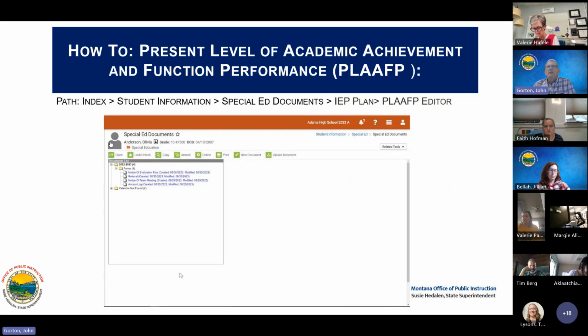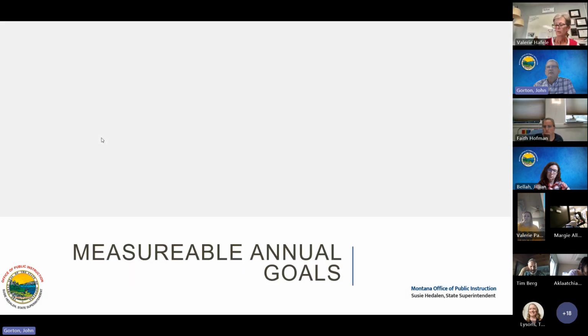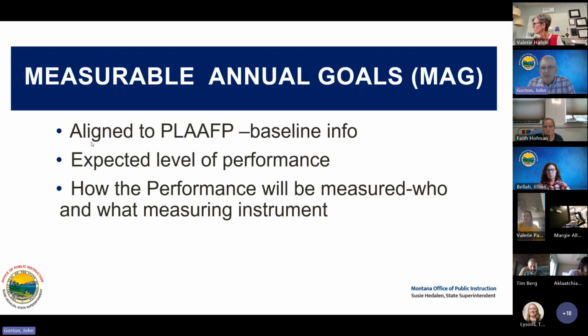And then here is the breadcrumb trail to get to the editors within the Infinite Campus process. Then we come up with measurable annual goals, commonly referred to as MAGs. And here are some of the requirements that are necessary for our MAG statements.